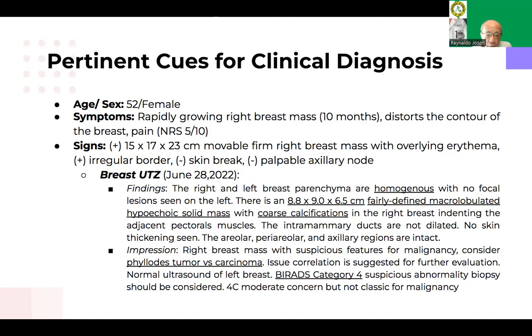So, you can see that even the radiologists are not 100% sure, di ba? Palagi yan. May mga duda rin sila. So, they put some differentials. Phylloides versus carcinoma. Okay. So, they put BI-RADS 4. Yes, sir. Ano yung 4C? 4C means there's high suspicion for malignancy. And sino nagdagdag? Ikaw nagdagdag niya? The impression of the radiologist, sir.